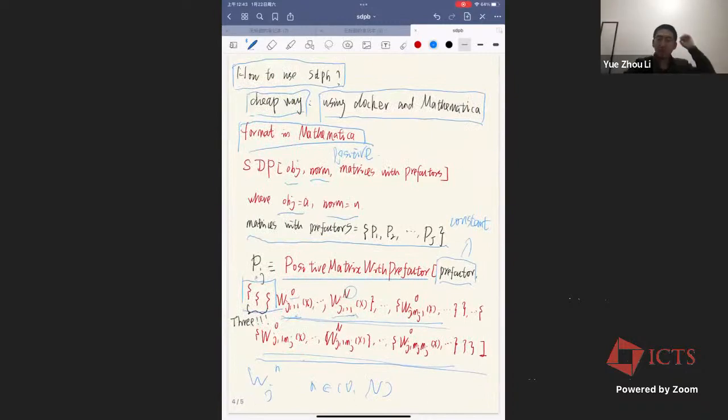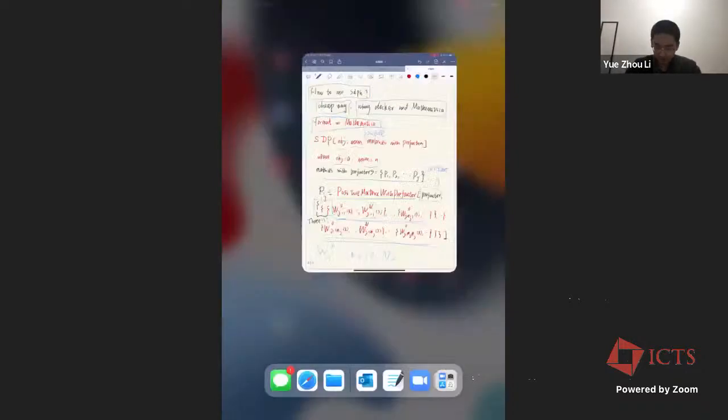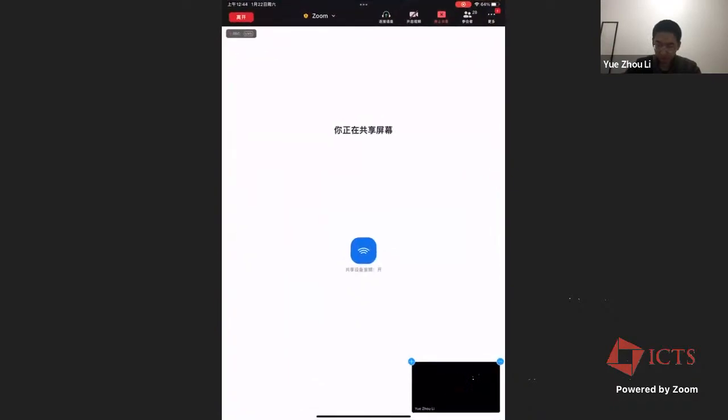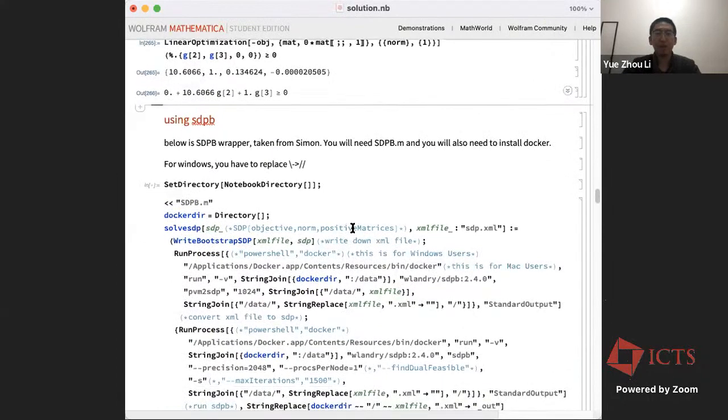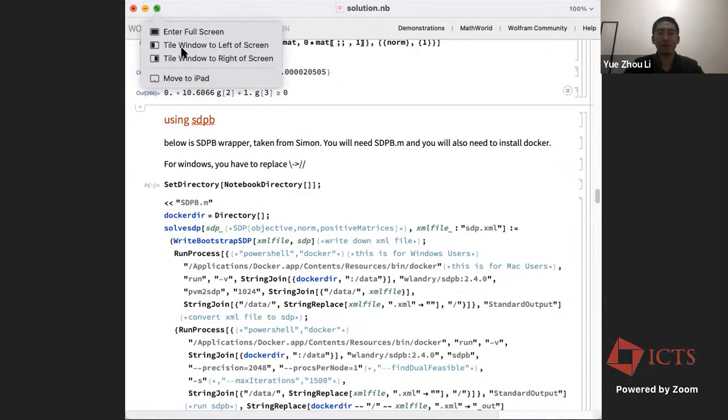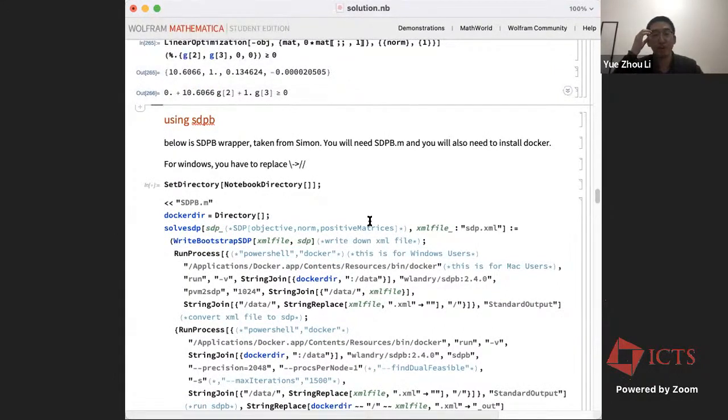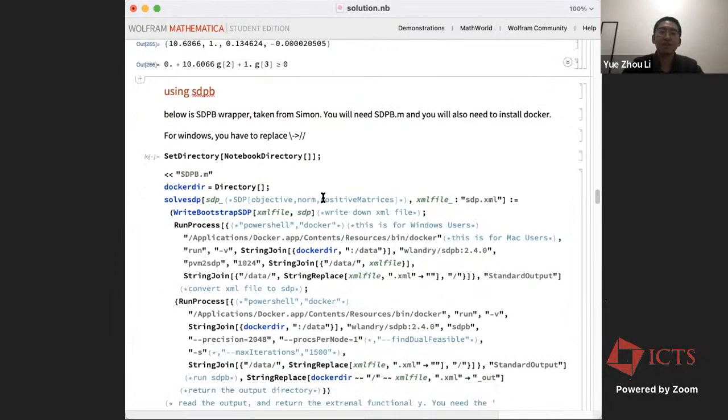Yeah, so that's all I have to write. So let's just end sharing and show how it works. Okay. Now I believe it's the most exciting moment for this tutorial. So now let's first give you the STPP wrapper that we usually use in Mathematica.